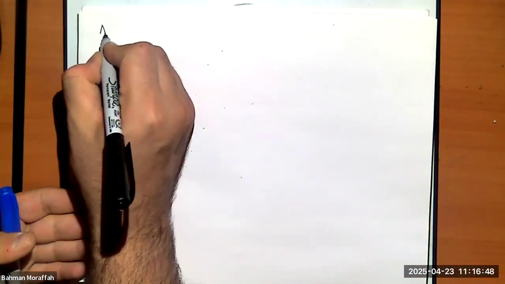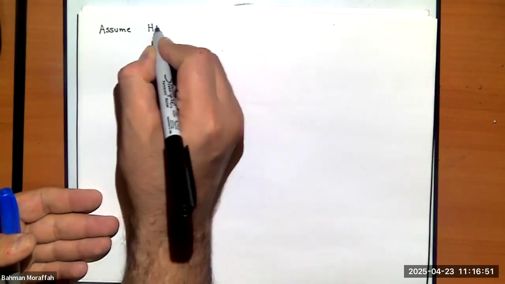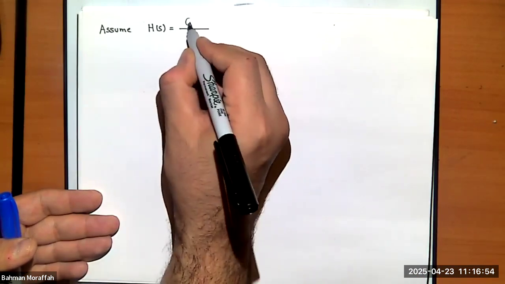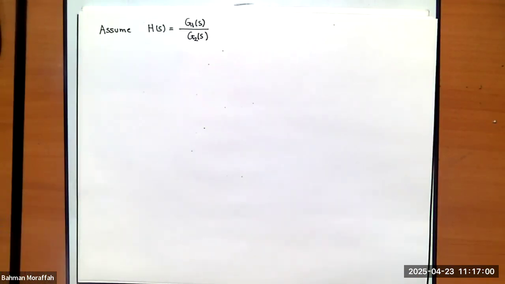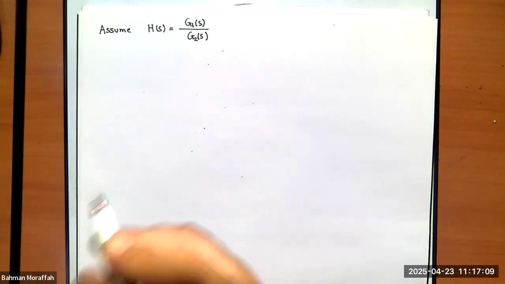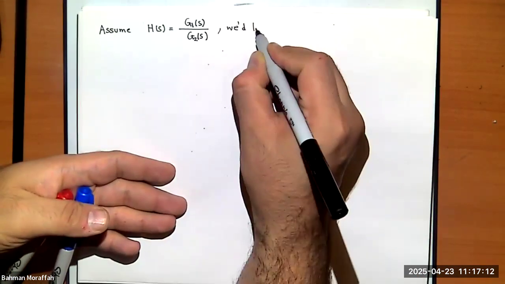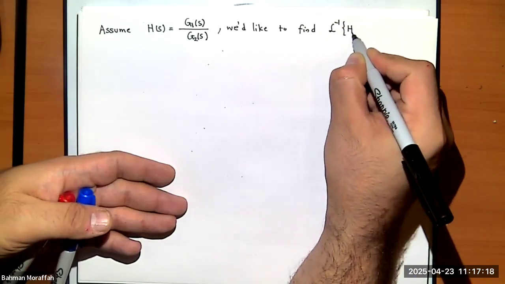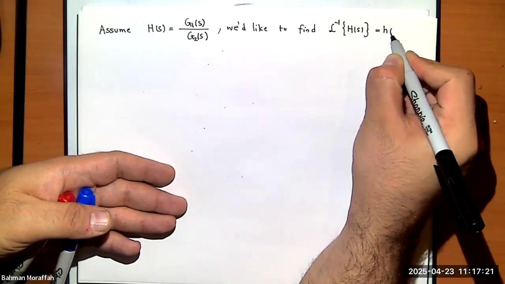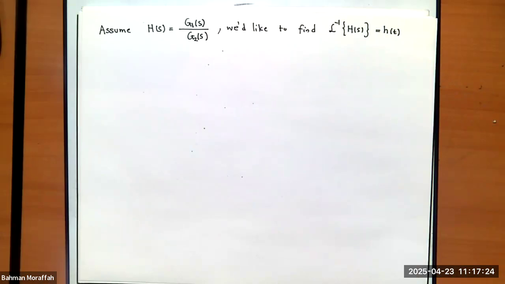Let's just assume I have a function in the S domain that looks like this. Assume H of s is a division of two polynomials, g1 of s divided by g2 of s. The idea is to find the inverse of such a function. We would like to find the inverse of H of s, and call it h of t.